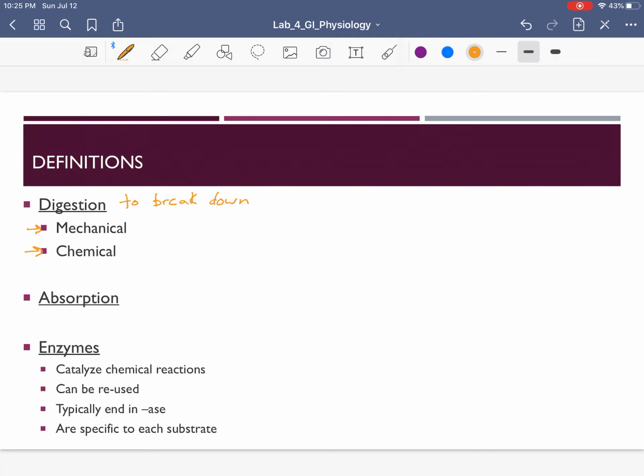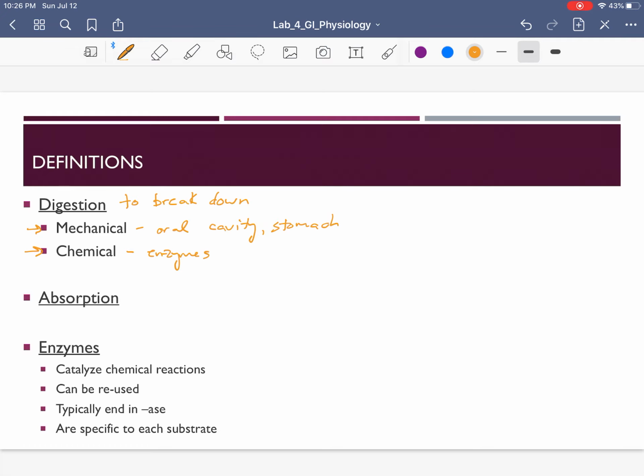We can do mechanical digestion, which is what the oral cavity and the stomach do, which is to say that we break down food through mechanical means, like chewing, or like the stomach churning. We can also perform chemical breakdown of food, which is to break down food using chemicals called enzymes.